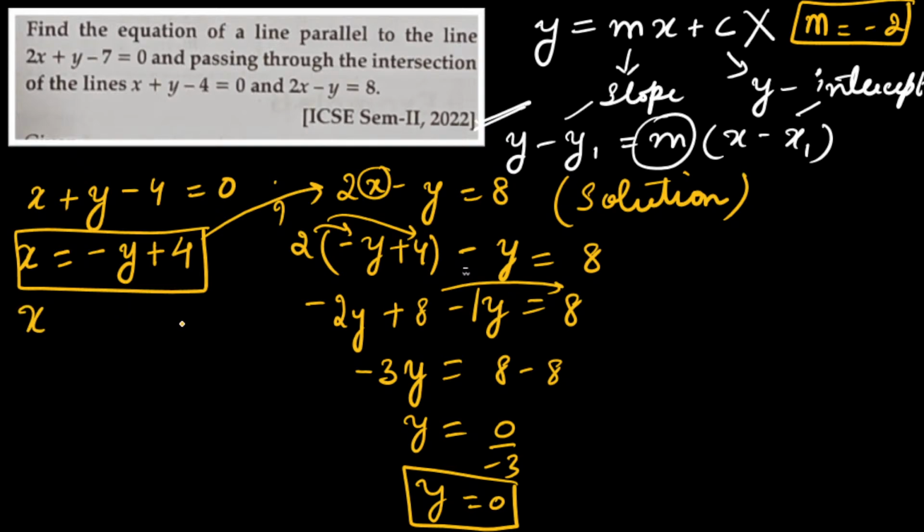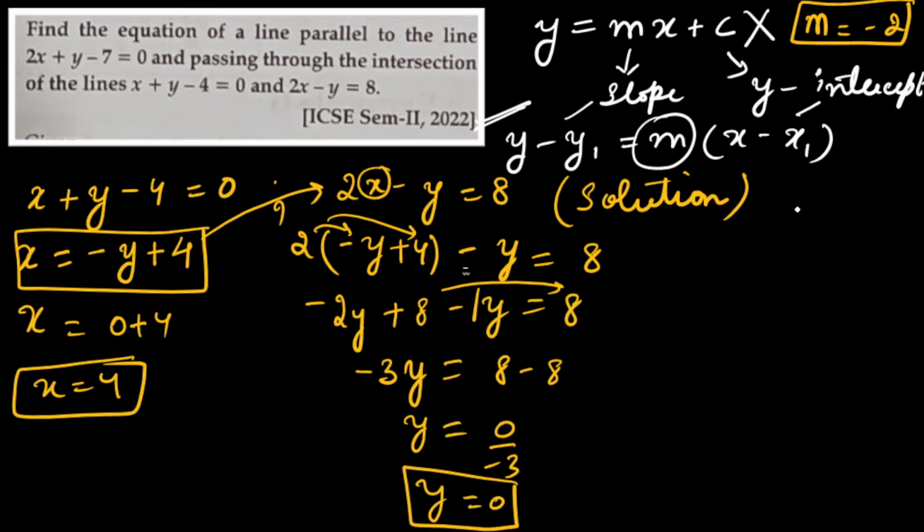So the x value I can find using this one. At the place of y I am writing its value 0. 0 plus 4 is equal to 4. So I hope you are getting the same answer. The value of x is equal to 4 and the value of y is equal to 0.